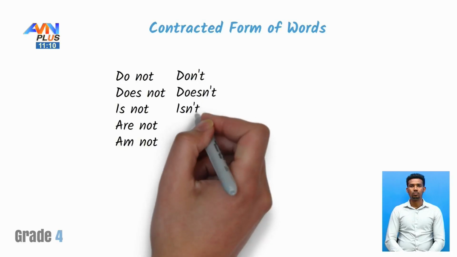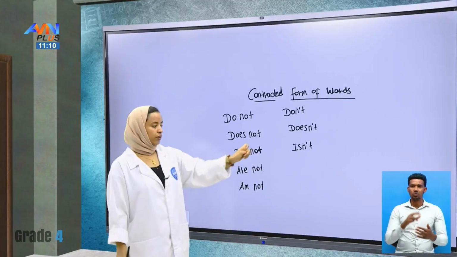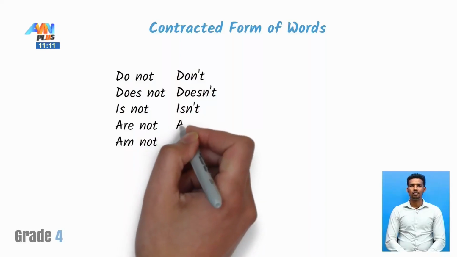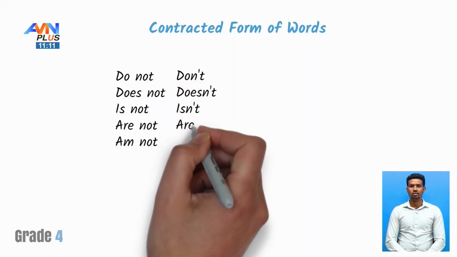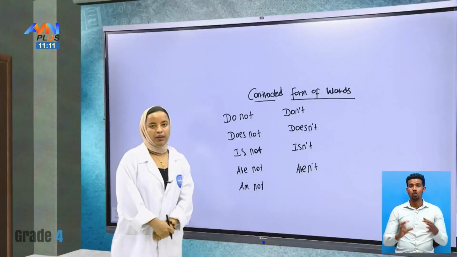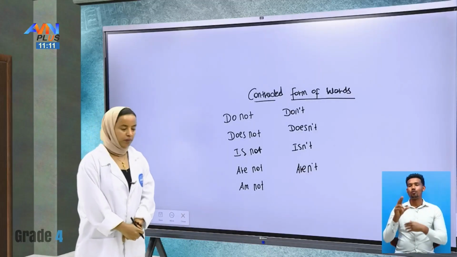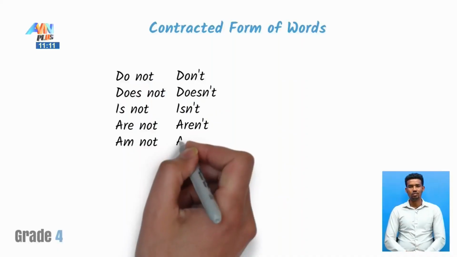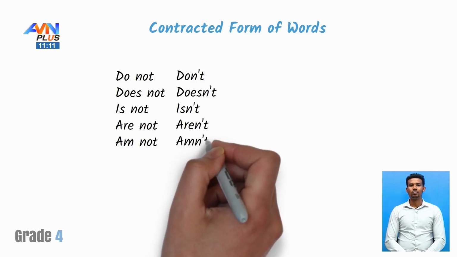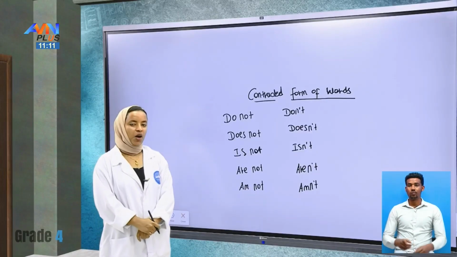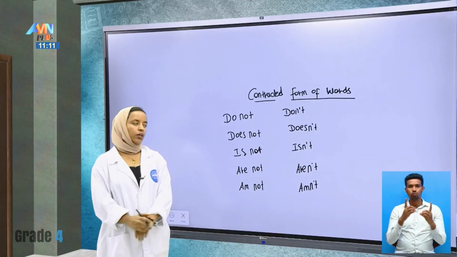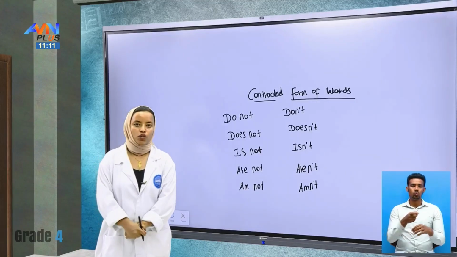Is not, isn't. Here is are not. Here is contracted form, are not. Here is am not. This is how we can make verb to do, and verb to be with their contracted form.